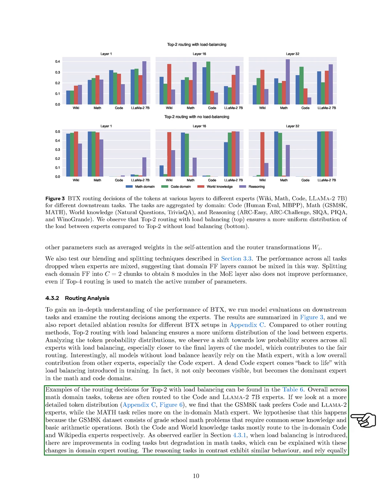Overall, tokens are often routed to the code and Llama 2 7B experts in math domain tasks, while the math expert is more relied upon in the math task. Load balancing improves coding tasks but may degrade math tasks due to changes in domain expert routing.